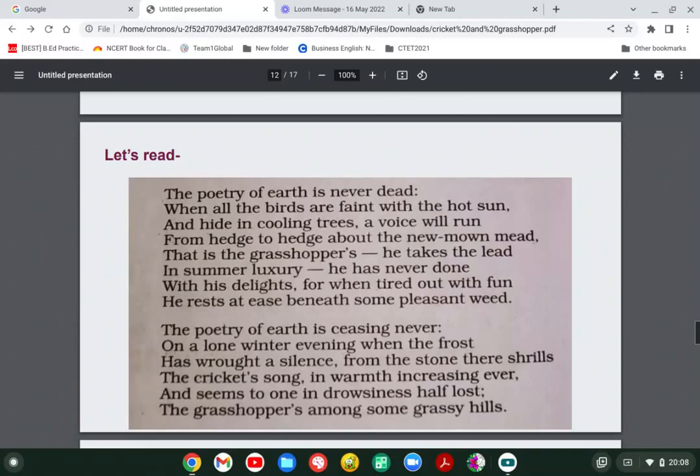And where does he rest? He rests under that pleasant weed. Pleasant weed is basically the unwanted plants that grow along with the plants, along with the seeds. Weed certainly stops the growth of the plant, so we need to remove it. So where does he rest? He rests beneath those weeds.